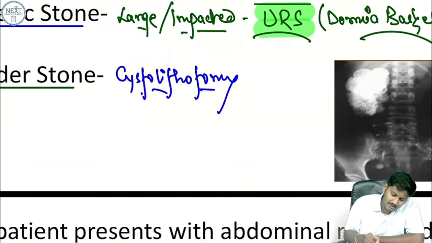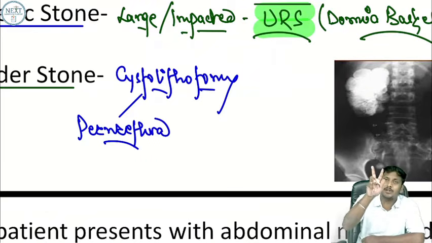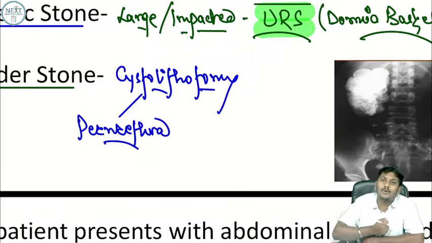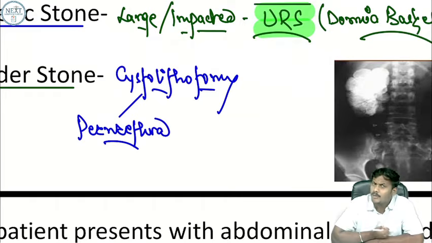Now, when the size of the bladder stone is very small, I can go for a per urethral cystolithotomy. Per urethral means we will go via the urethra inside the bladder and extract the stone via the urethra. You will remove it via the urethra because it is small in size.